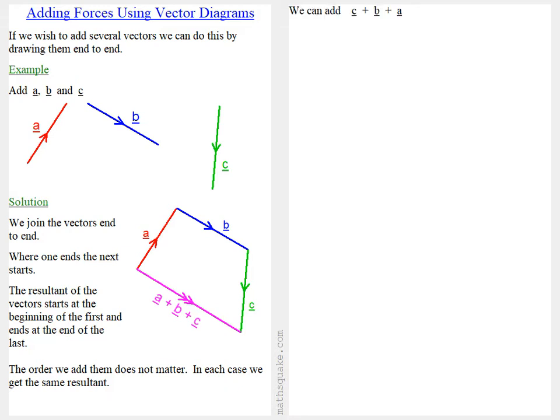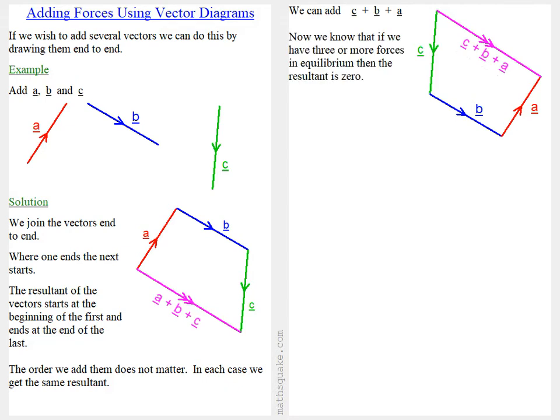So, for example, if we add C plus B plus A, we start with C, where it ends we draw B, and where that ends we draw A. Then we join from the beginning of C to the end of A, and we get the vector C plus B plus A, which is parallel and equal to the vector A plus B plus C, and so the vectors are equal.